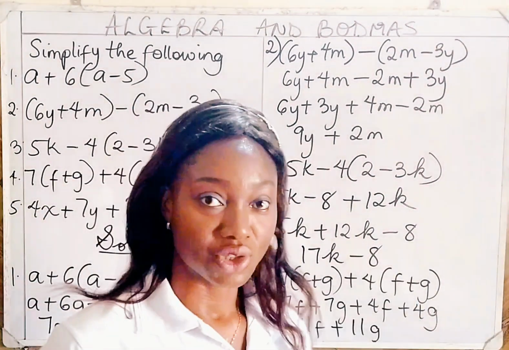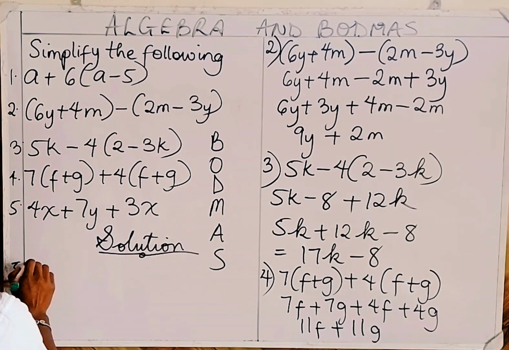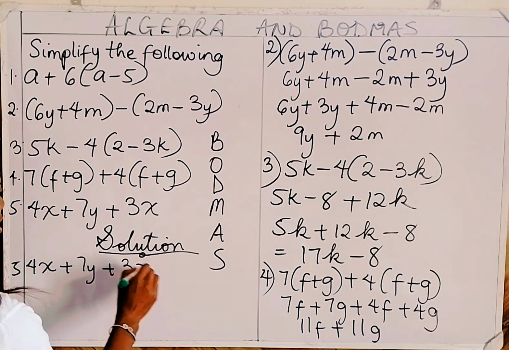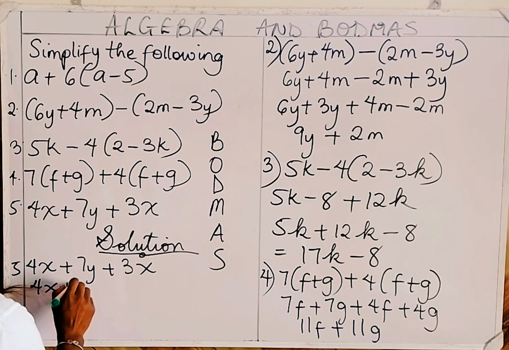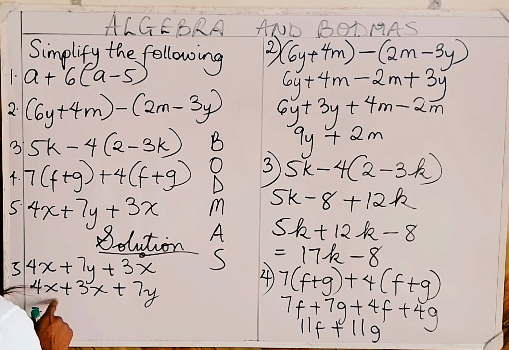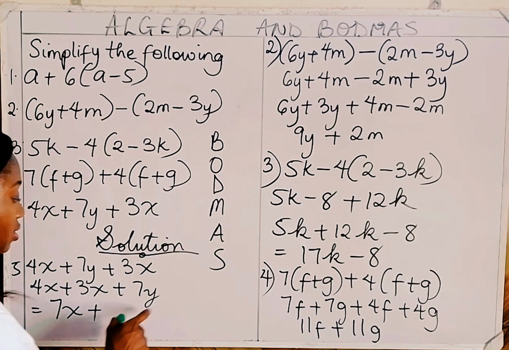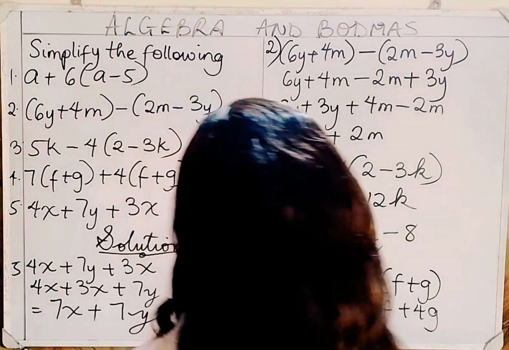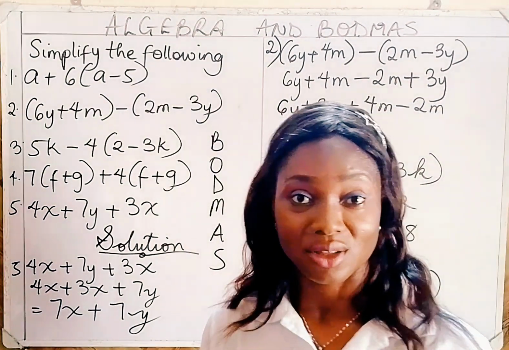Now let's move over to question 5. Question 5 says 4x plus 7y plus 3x. We collect like terms, right? Then we have 4x plus 3x plus 7y. And this gives us 4x plus 3x is 7x plus 7y. And that's the final answer for question 5. 7x plus 7y. Alright, so we've come to the end of today's lesson.